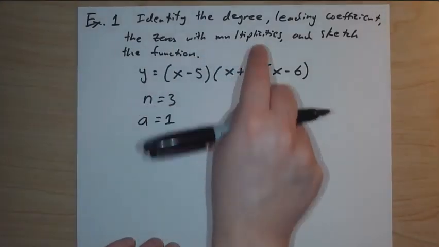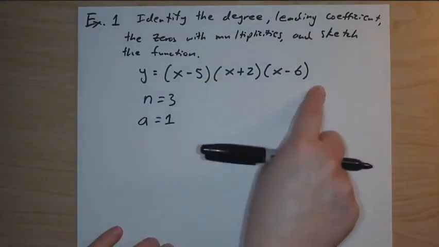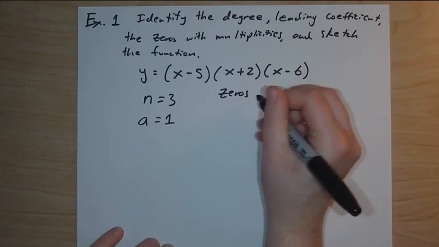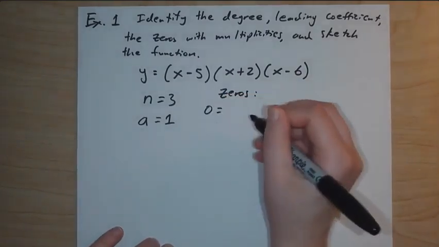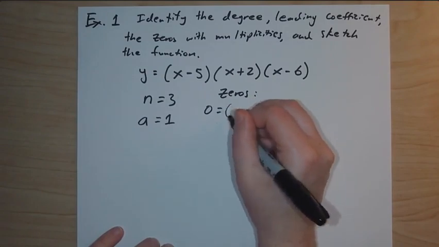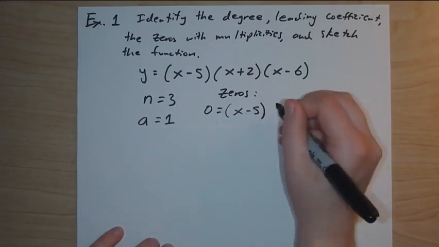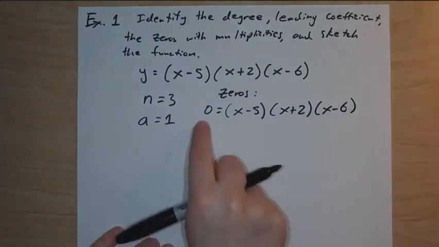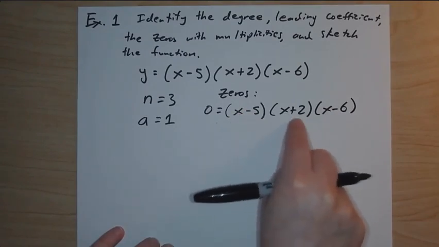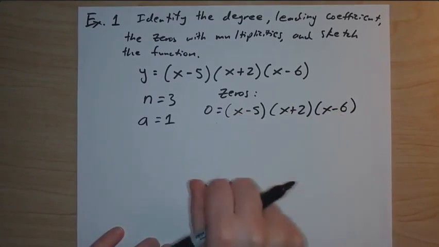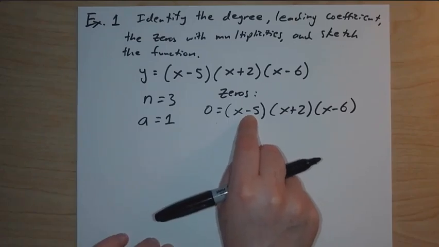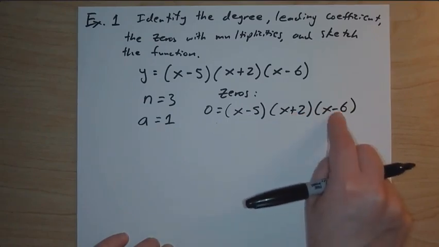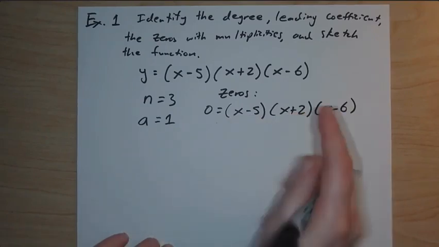Okay, so the zeros with multiplicities. We have 3 different zeros. If we set y equal to 0, then we have x minus 5 times x plus 2 times x minus 6 is equal to 0. And this will equal 0 if any of these factors are 0, correct? So we can simply set each factor equal to 0, and if any of those are true, then the whole function will be 0.